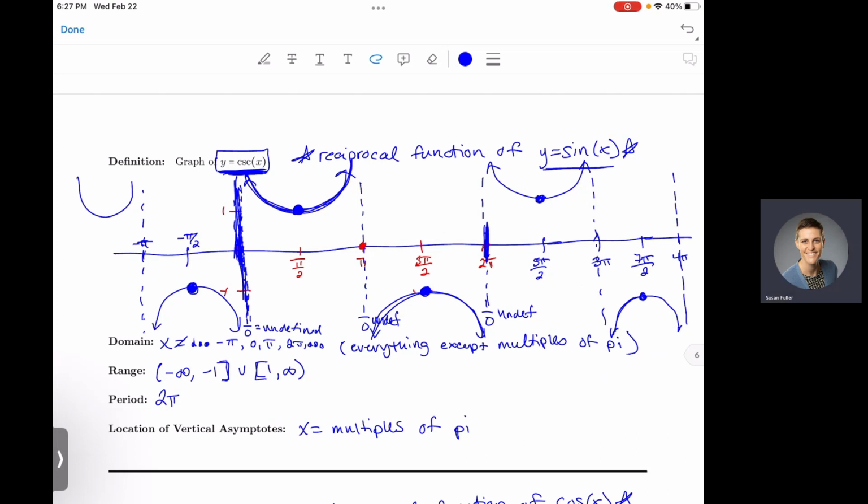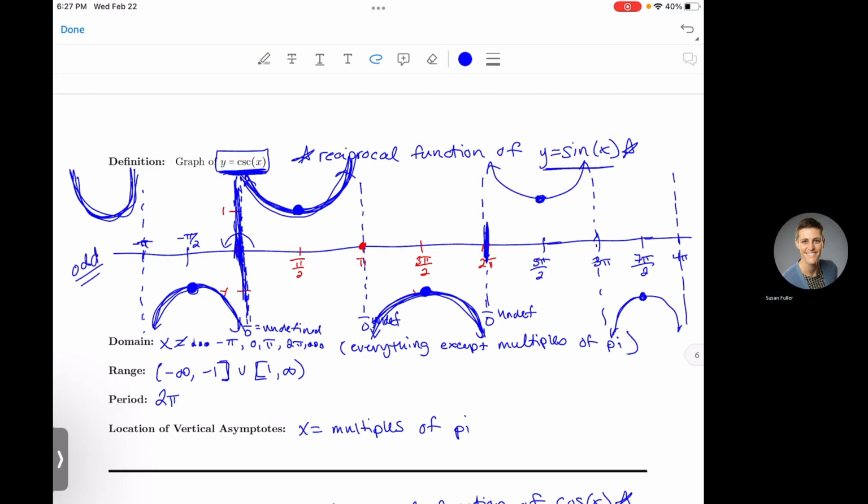Is it odd? If I take this and I rotate it 180 degrees around the origin, yes, this thing lands on top of this one. And when I take this and rotate it 180 degrees around the origin, it lands on top of this one, and it's going to keep doing that. This has rotational symmetry, which means that the cosecant function is odd.